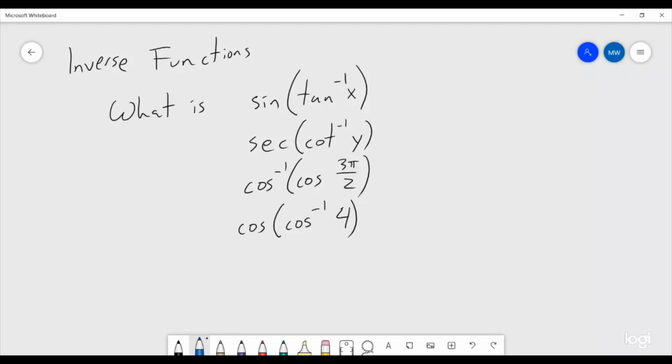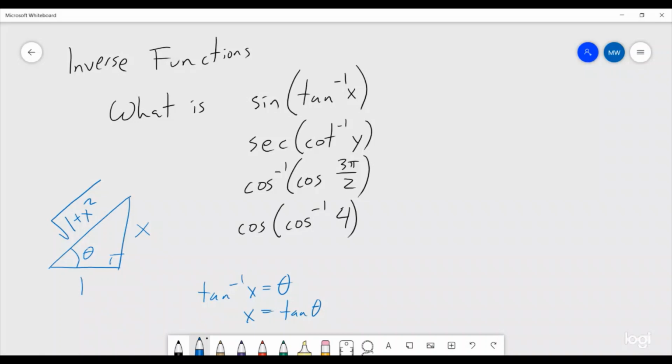So, for this first one, sine of tangent inverse of x, the way that I would approach these is I would draw a triangle, because tangent inverse of x means that we have tangent inverse x equals some angle theta, so x is equal to tangent of theta. So if we label one of these sides as theta, tangent is then x, and tangent is opposite over adjacent, so we can label those sides like that. Then this side is the square root of 1 plus x squared, and sine of inverse tangent of x is just sine of theta, which is opposite over hypotenuse, so this is x over the square root of 1 plus x squared.